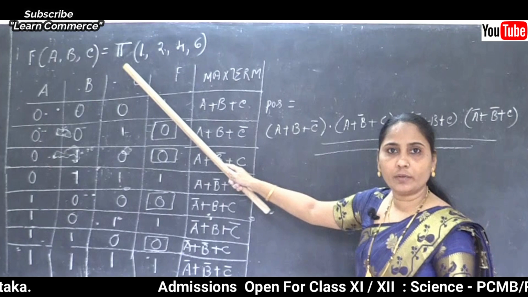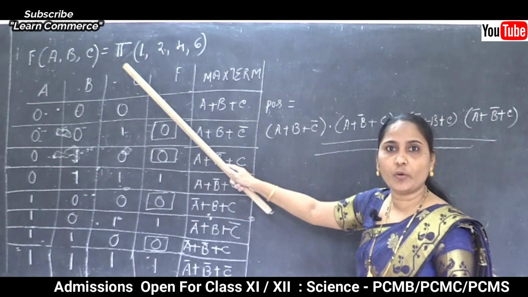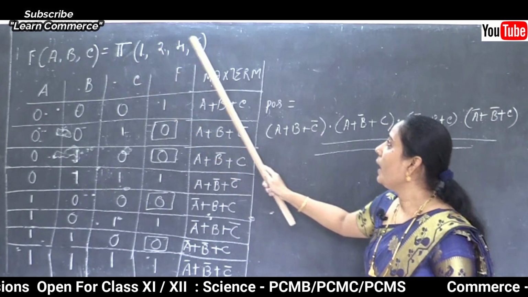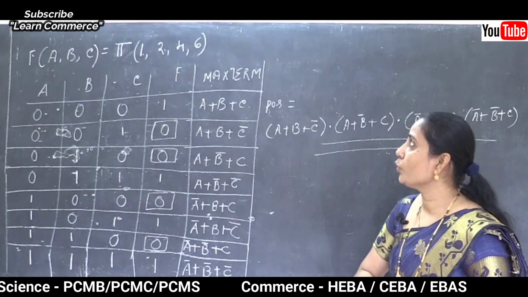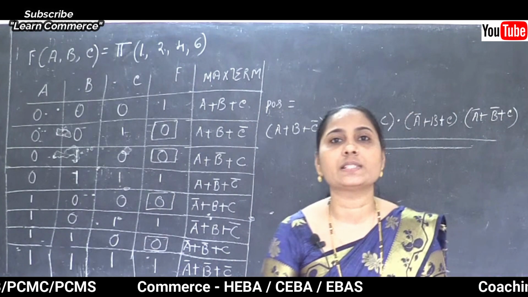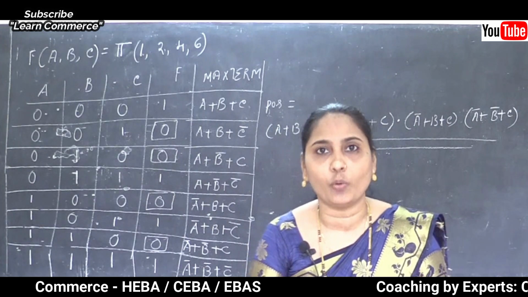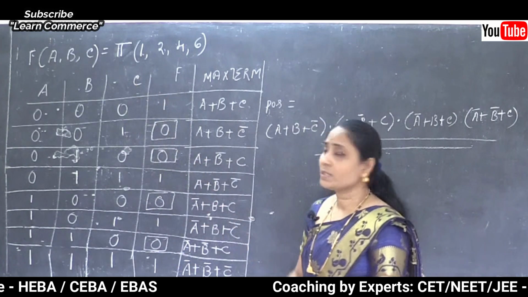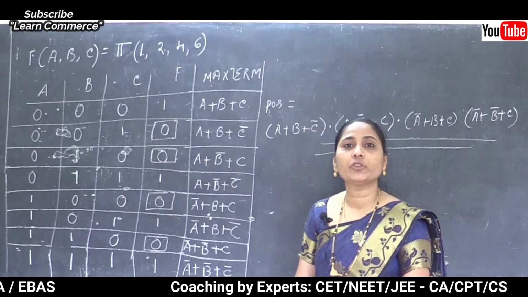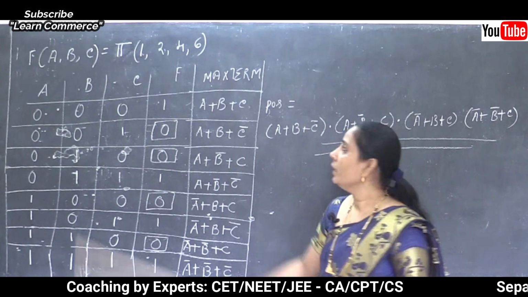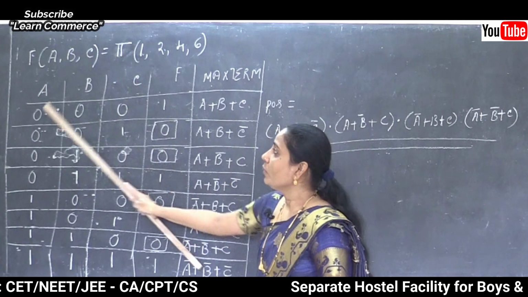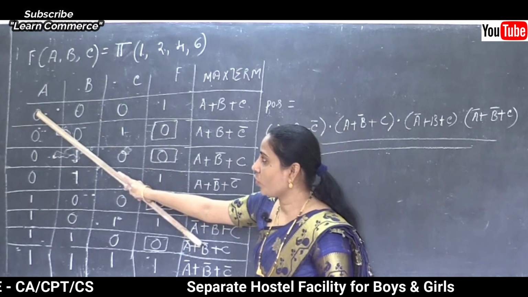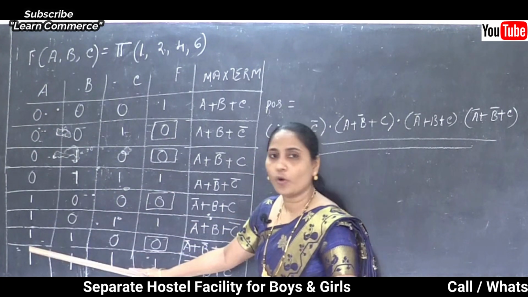Pi means we are going to construct the POS expression truth table, and in place of 1, 2, 4, 6, the output value is 0. The first step is to prepare the truth table, input and output. 3 variables A, B, C. 3 variables means the first column is 0 0 0 0 1 1 1 1.